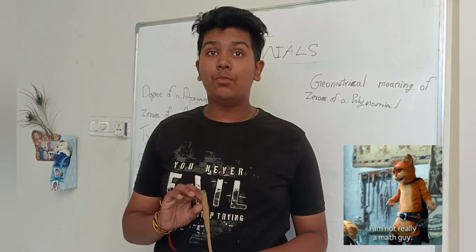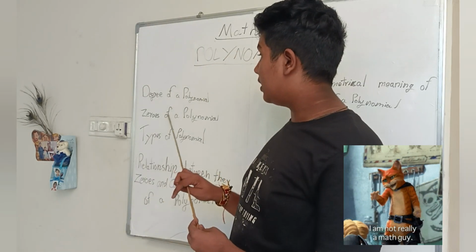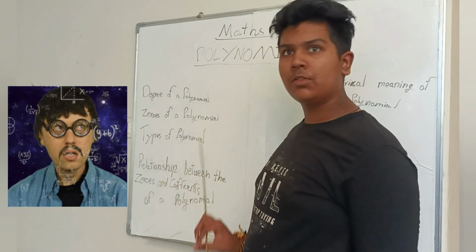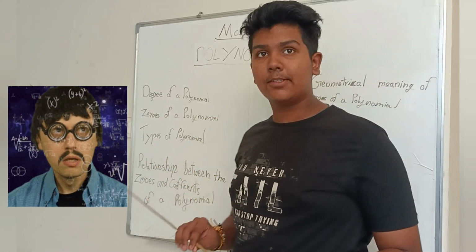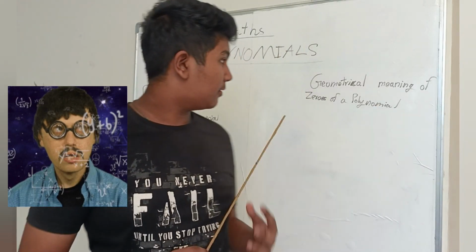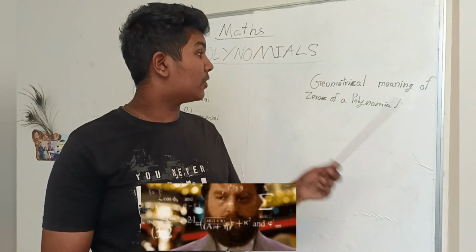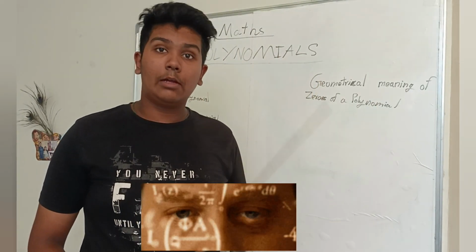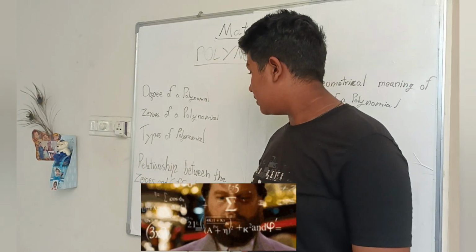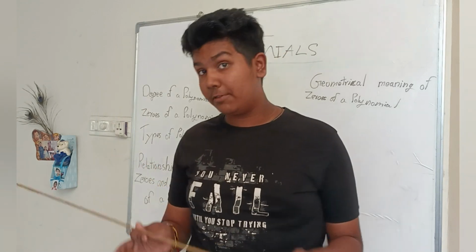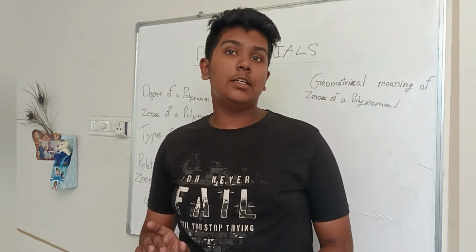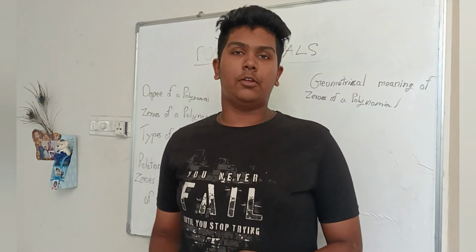So in this chapter we will be learning what is degree of a polynomial, what is a polynomial, zeros of a polynomial, types or general forms of polynomials, and geometrical meanings of zeros of a polynomial. And one more is there, that is relationship between the zeros and coefficients of a polynomial. So we'll start. First thing is, what is a polynomial?